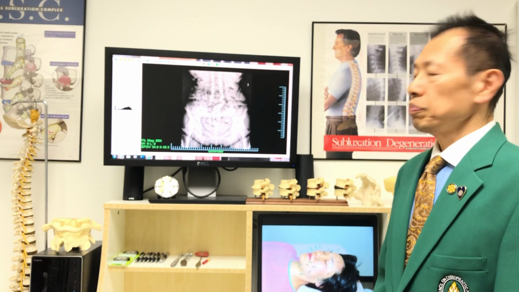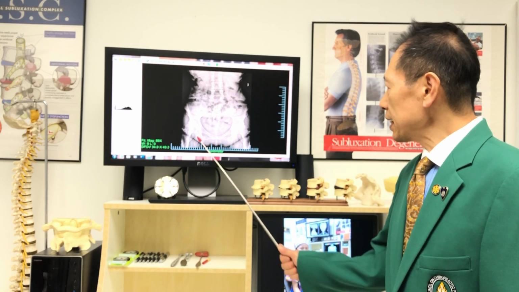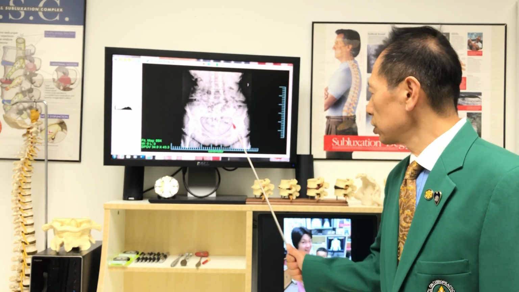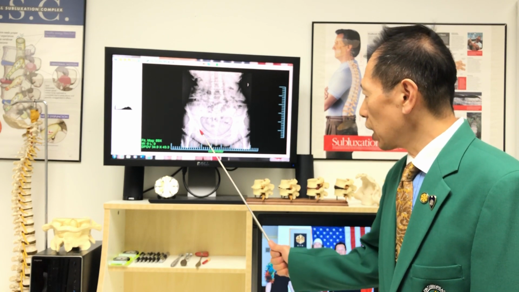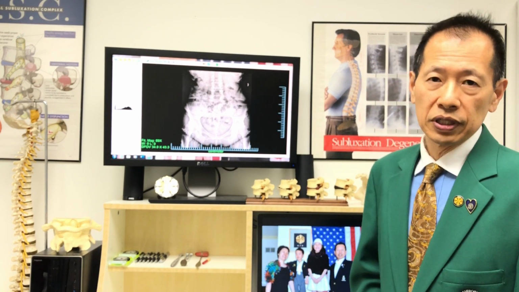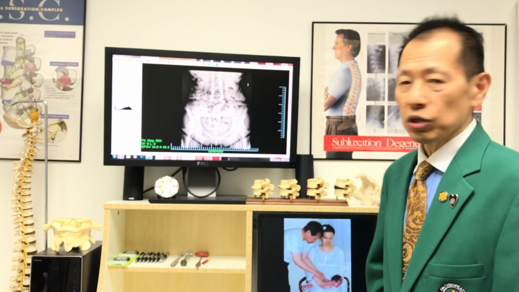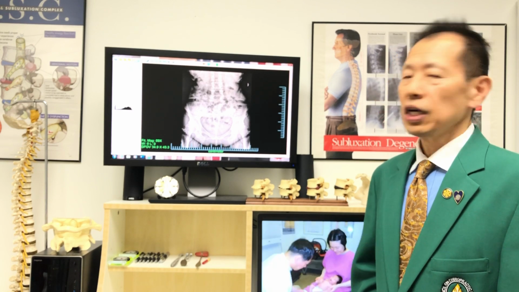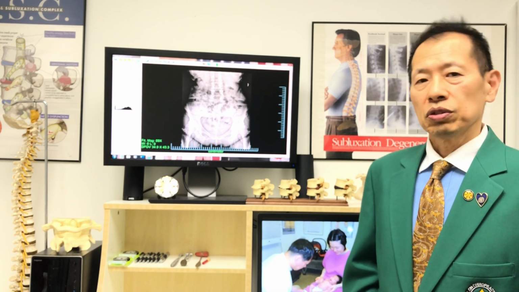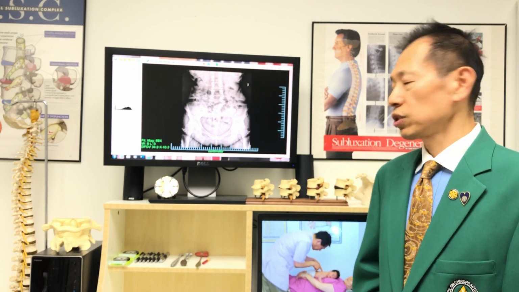This image, the patient has bilaterally degenerated hip joints. The cartilages are almost gone. So in these conditions, we have to send the patient to the medical doctors and consider either hip replacement or so.